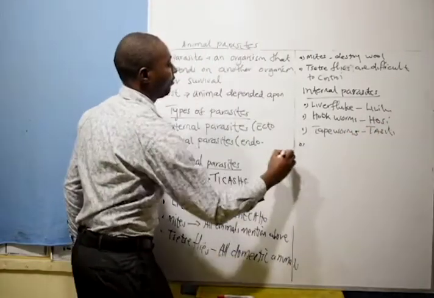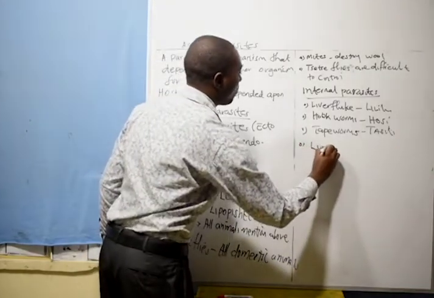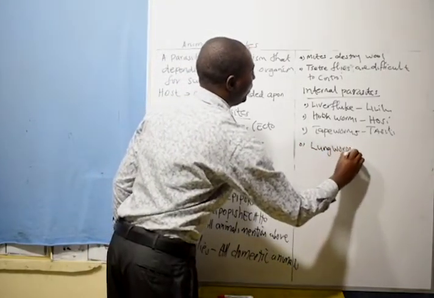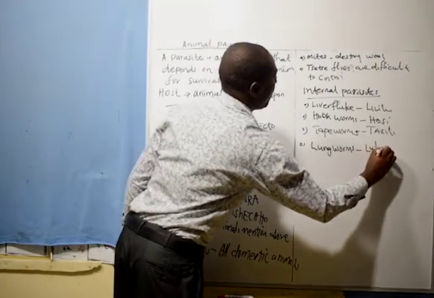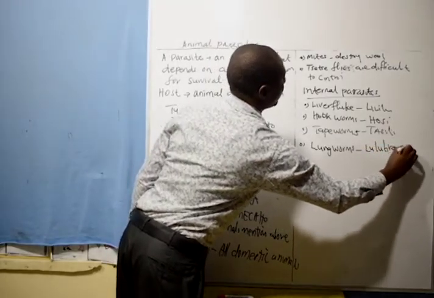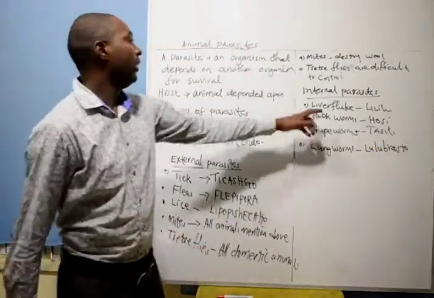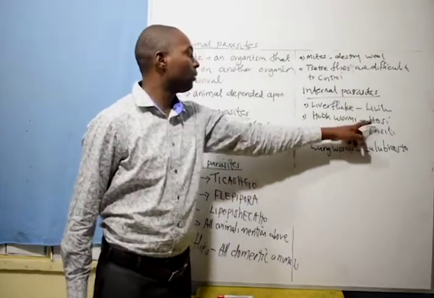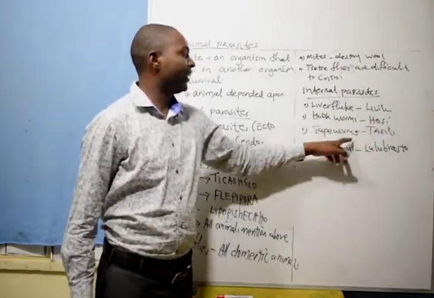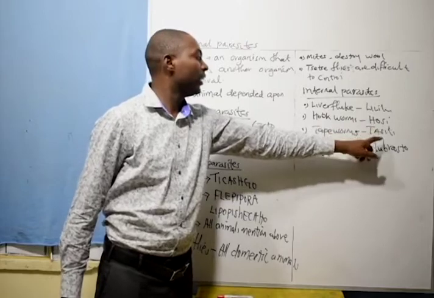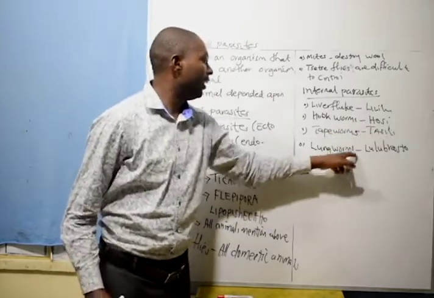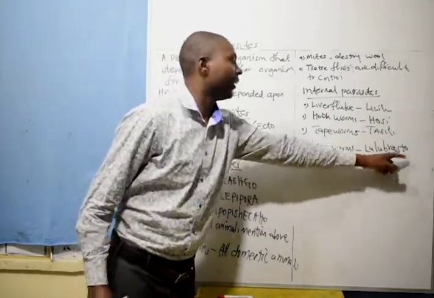We also have the lungworms. We use the word lulublasto. Why am I saying so? The liver fluke attacks the liver, the lungs. The hookworms attack the small intestine. The tapeworms, tassili, attack the small intestine and the liver. Lungworms, we have the lungs, the brain and the stomach.